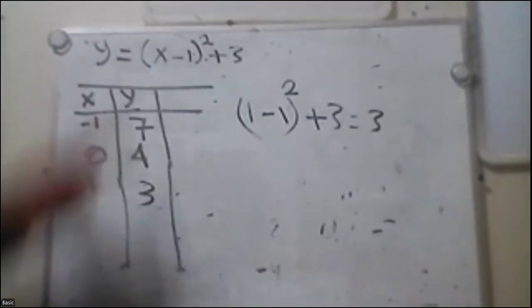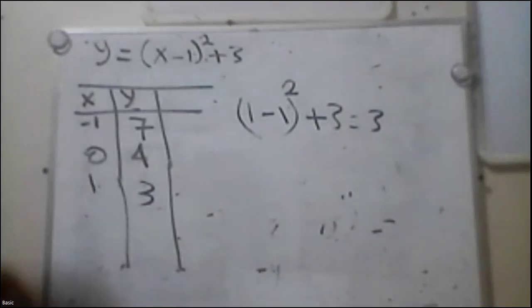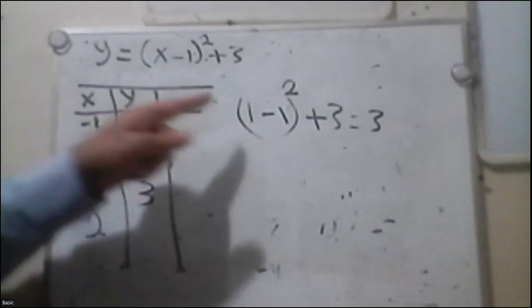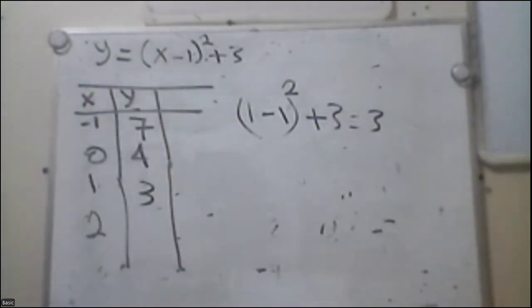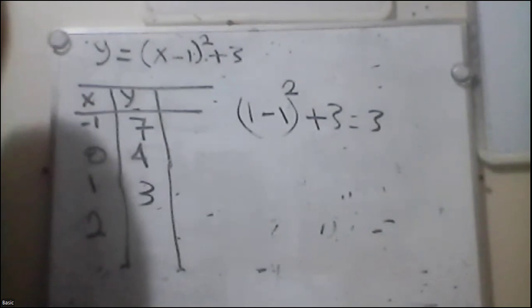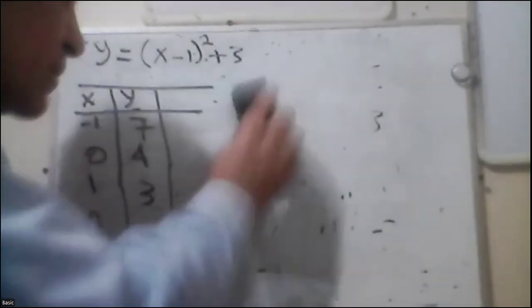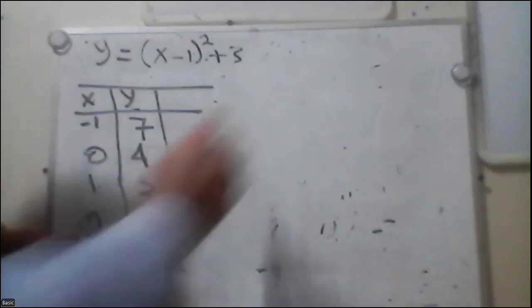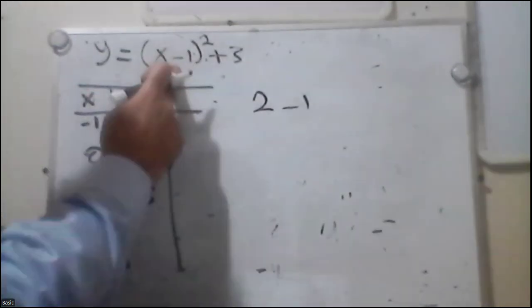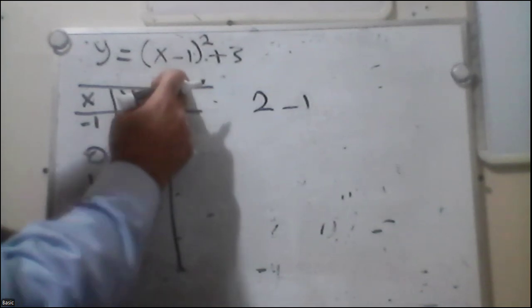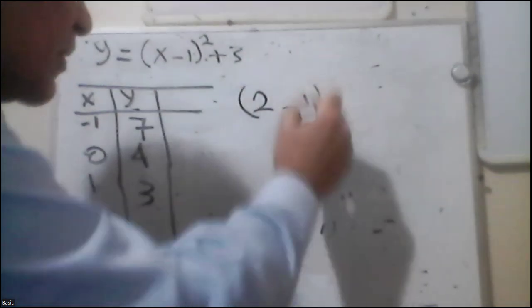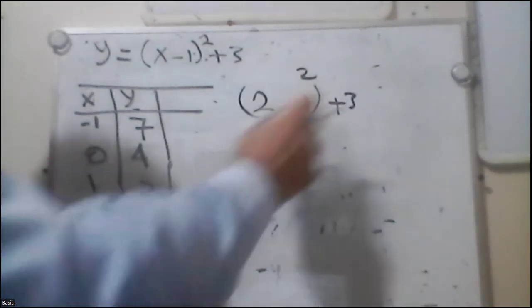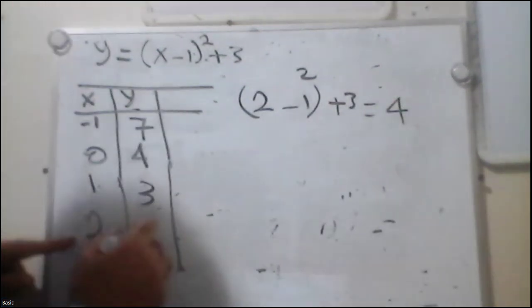Now I will put x equal 2. Let us remove this so that you will not be confused between them. Now x is 2. 2 minus 1, I'm substituting in this formula right now, 2 minus 1 all squared plus 3. So this is 1 squared, which means 1 plus 3, that will give me 4. So here it is, 4.